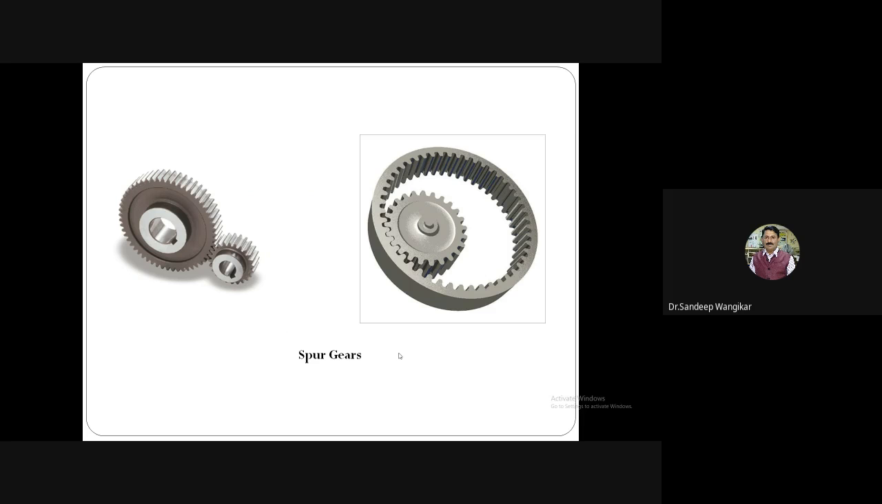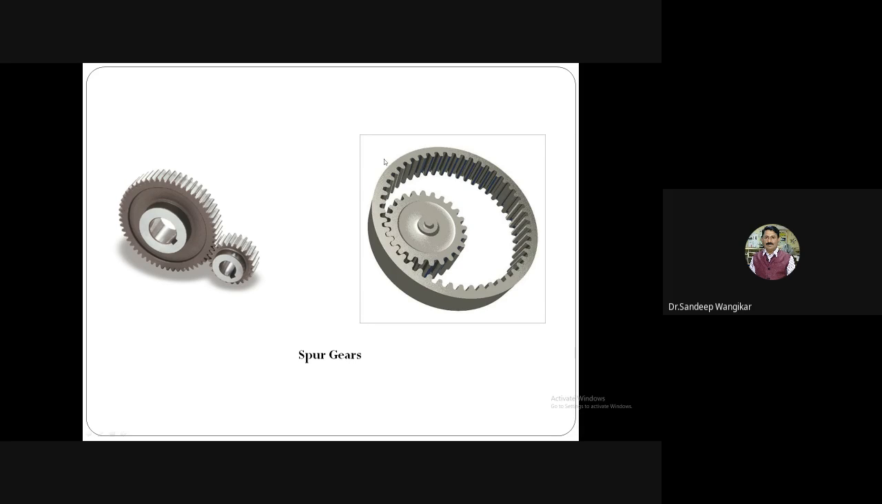First, spur gear. You can see here the spur gear. The teeth are cut parallel, and this is one external gear and one internal gear. The second figure is for internal gear and the first is for external gear. The teeth are cut parallel to the shaft. The smaller one is generally called the pinion and the larger one is called the gear. So this is the gear pair.